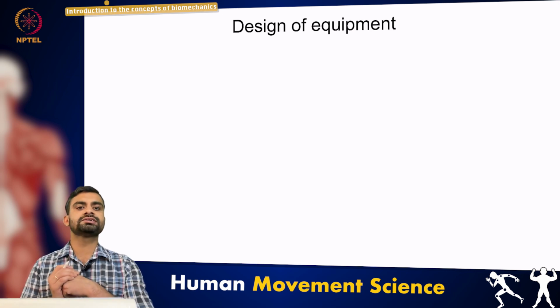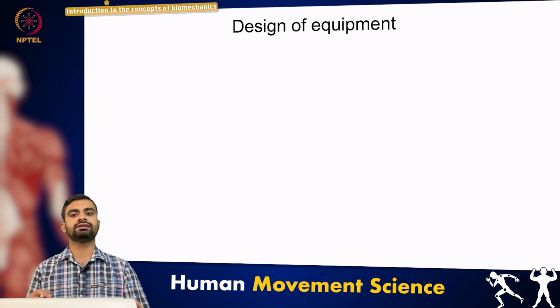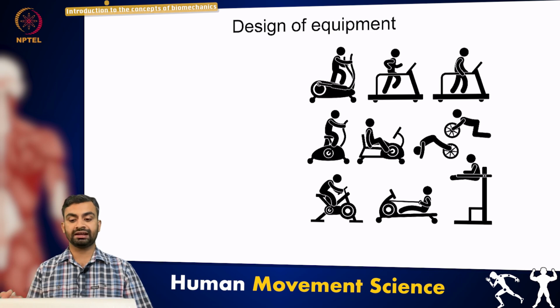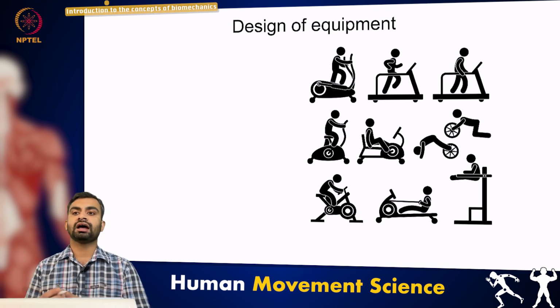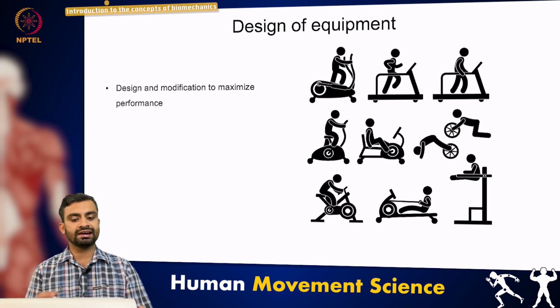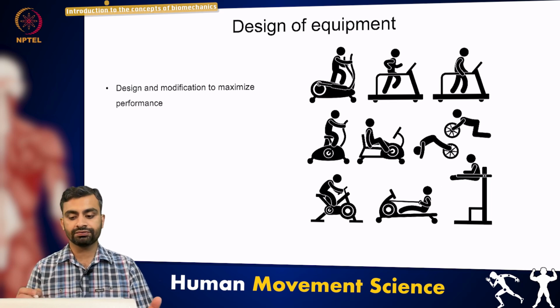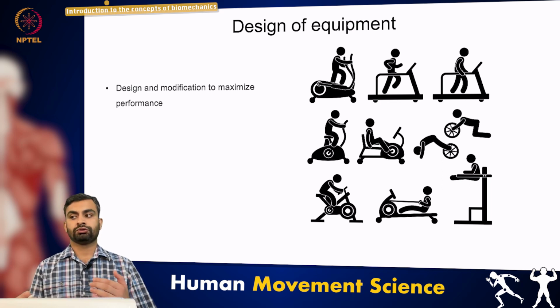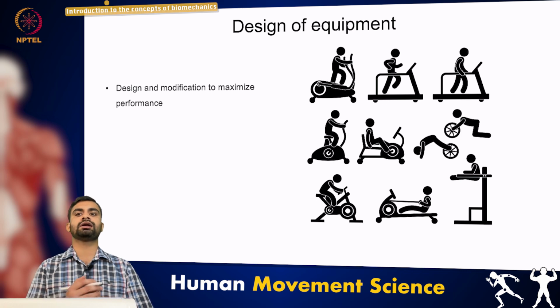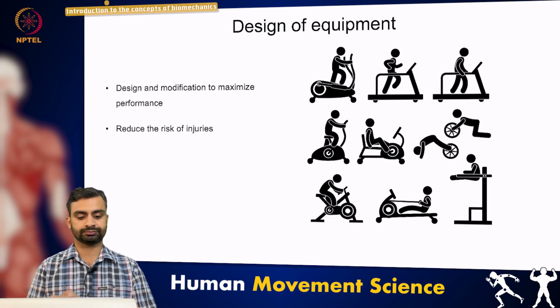In recent years, quantification of movement is also widely used in the design of equipment, which can range from training equipment to the implements being used in sporting activities. This helps in the design and modifications to maximize the performance. For example, the design of resistance machines ensures the forces applied match the body's natural movement patterns to avoid injury.